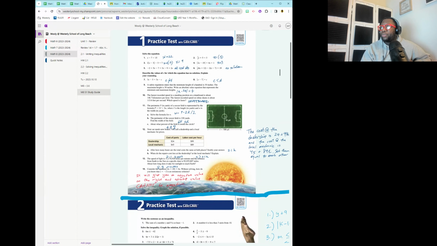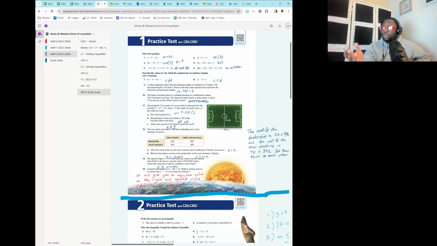And then what percent of the field is inside of the circle? If the radius is equal to 10 yards, and we know that to find the circumference would be 2 pi r, we'd be able to find that, subtract that from the 100 yards, or the 65 yards, which is the area of the field. So that'd be roughly 4.8%.